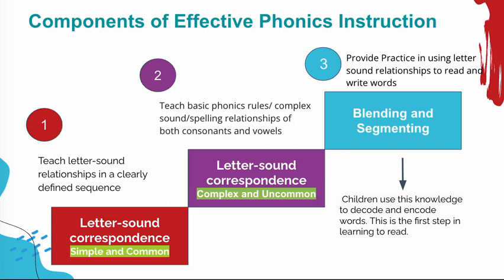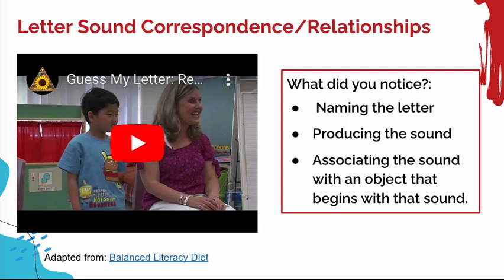In a systematic explicit phonics program, instruction begins with the most common, least ambiguous relationships and gradually introduces less common and more complex patterns. Once students know a few consonants and vowels, they can begin to apply their letter-sound knowledge to decode and read words in isolation or in connected text. This is the first step in learning to read.